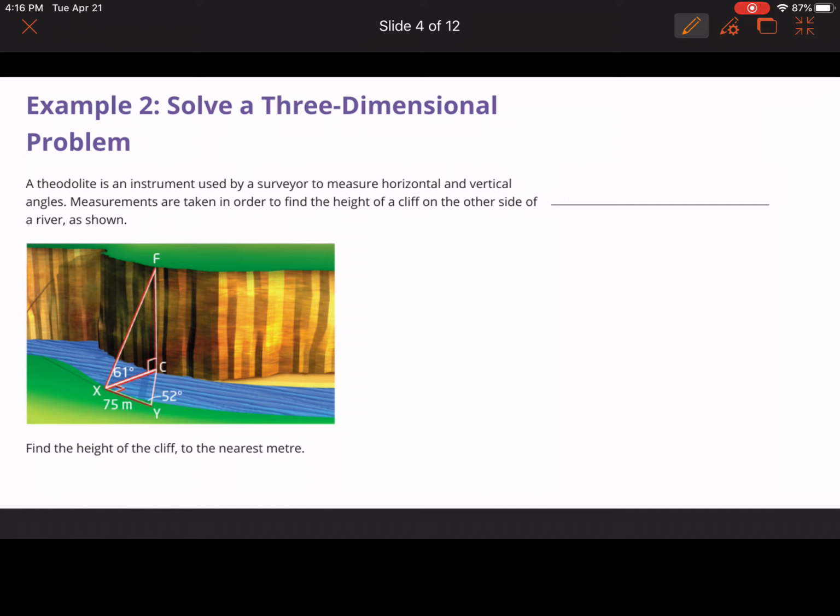So what we're trying to find is the height of the cliff. We're trying to find FC, or we can just call it H for the height of the cliff. We've got a couple bits of information. These ones are going horizontally, and these ones are going vertically. So we've got 2 different angles here. We're going across the river, and then we're going straight up the cliff.